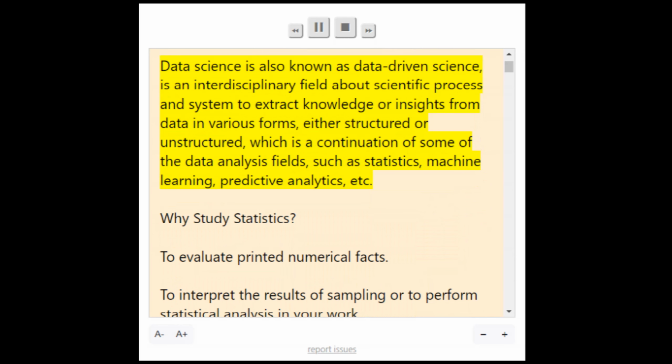Data science, also known as data-driven science, is an interdisciplinary field about scientific processes and systems to extract knowledge or insights from data in various forms, either structured or unstructured, which is a continuation of some of the data analysis fields, such as statistics, machine learning, predictive analytics, etc.